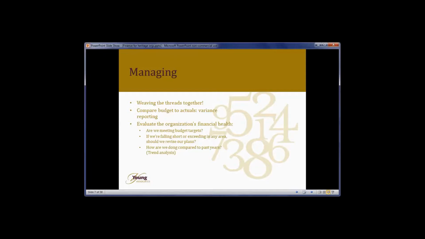Another type of benchmark that you need to look at is how we're doing compared to past years. This falls under the heading of trend analysis. And what a lot of organizations would do is maintain at least 5 years worth of data in a spreadsheet so that it's easy to look back on where the organization has been in recent years. This becomes a very useful tool for discussing what's going on right now.